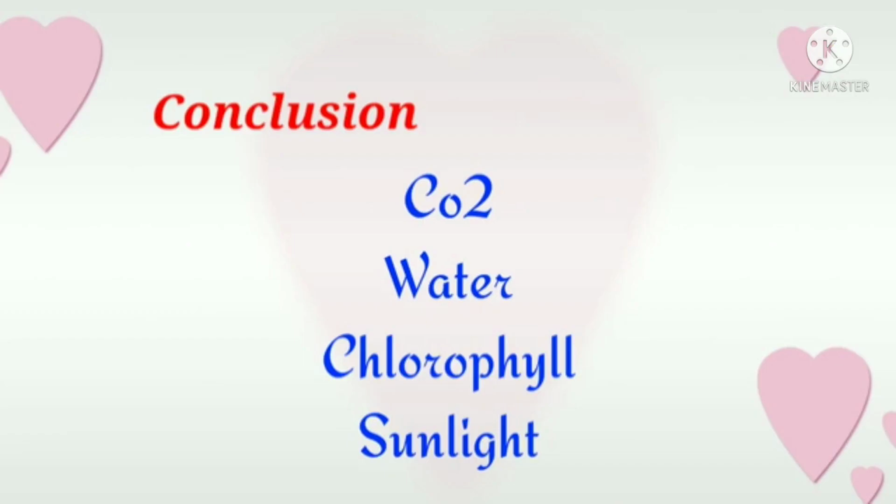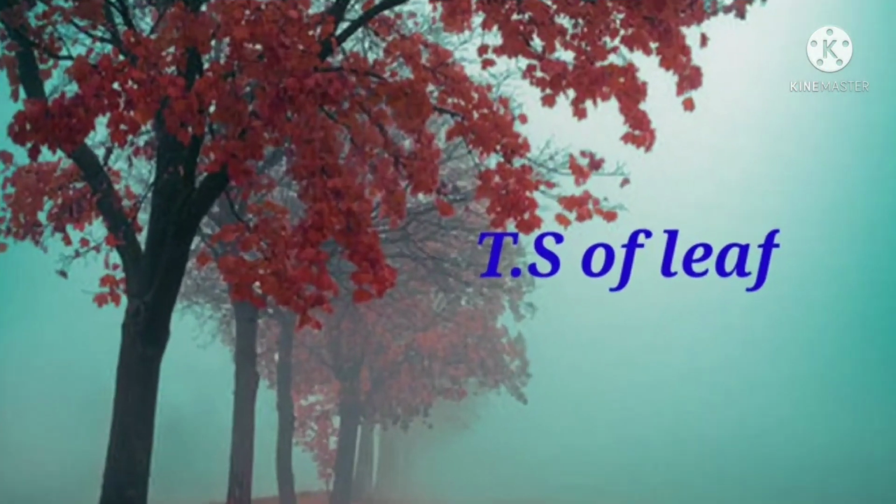Conclusion. Carbon dioxide, water, chlorophyll and sunlight. These 4 aspects are very essential for a plant to synthesize glucose.